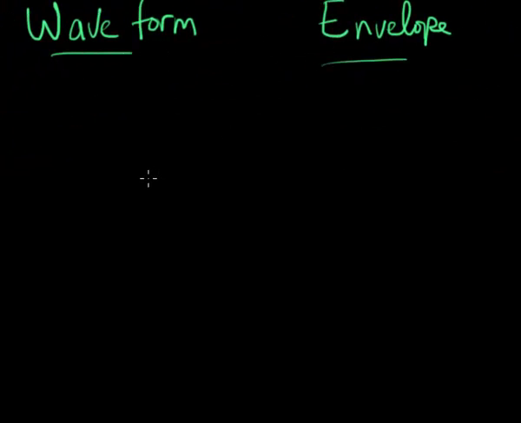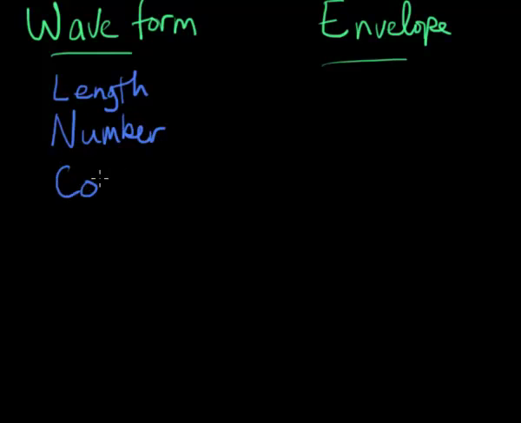Okay, and so the next thing is to look at some characteristics of each of these different main parameters. So what are some characteristics that I can organize under? So I could just list these out, and some of the characteristics I came up with were length, number, and complexity.